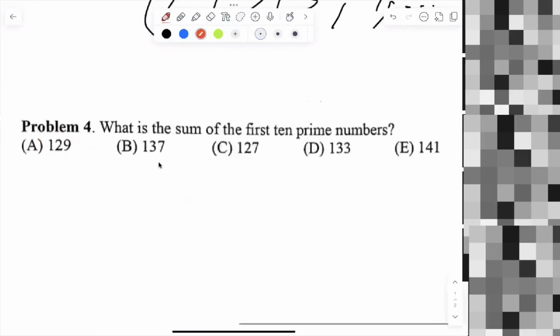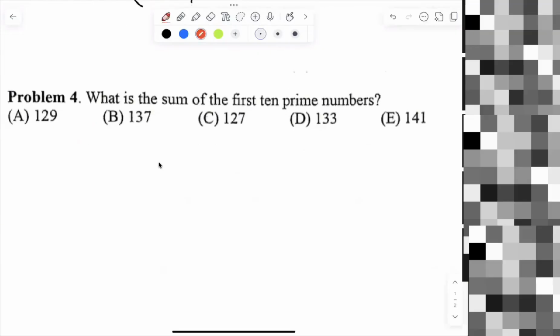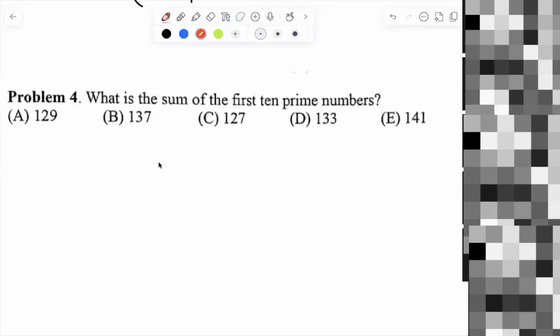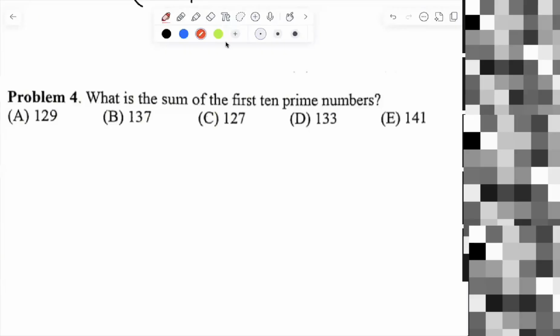Alright, now let's move on to problem 4. What is the sum of the first 10 prime numbers? Let's try this question and type it through chat.